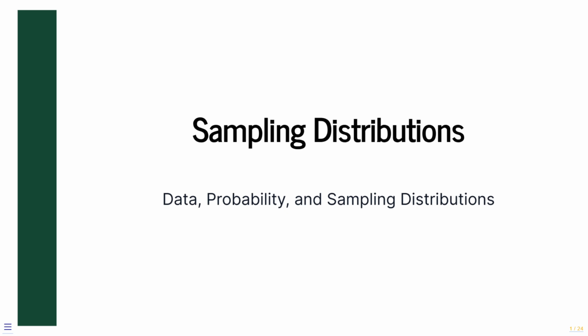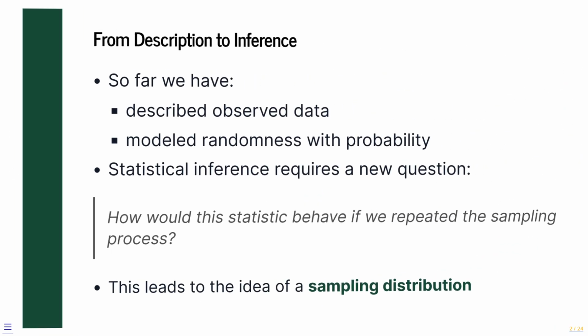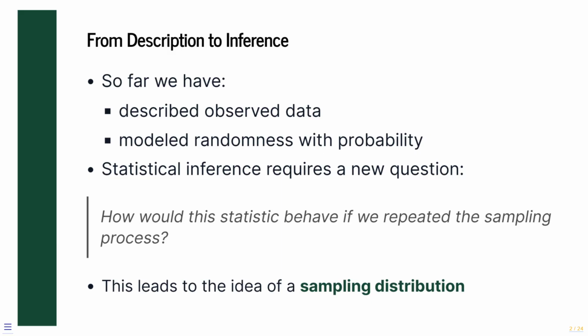In this video, we are moving from simply describing data toward making decisions about unknown populations. Up to this point in the course, we have mostly focused on summarizing what we observe in a single data set and on using probability models to describe randomness. But statistical inference requires us to think one level deeper.